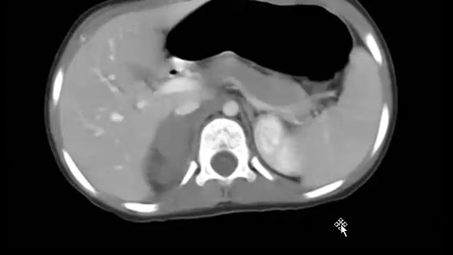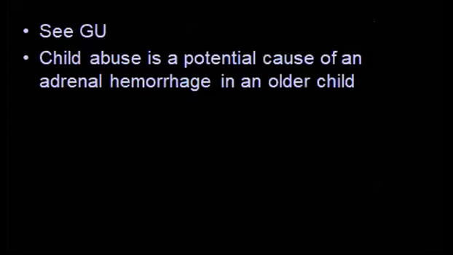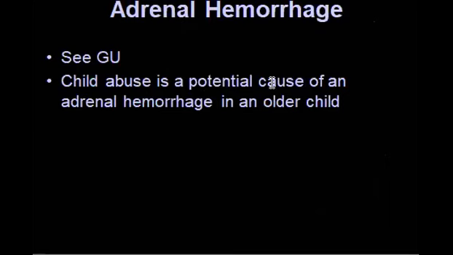You can mention many things, but for a right adrenal mass in pediatrics, one of the most important to mention will be hemorrhage. And child abuse may be a potential cause if this is adrenal hemorrhage in an older child.